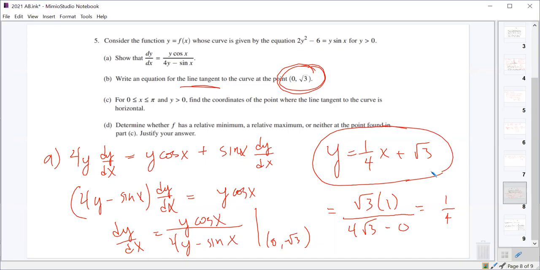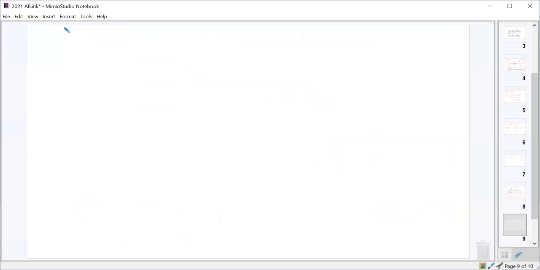All right, part C. For x between 0 and pi, and y greater than 0, find the coordinates of the point where the line tangent to the curve is horizontal. So if the tangent line to the curve is horizontal, what does that tell us? That the derivative has to be 0. If the derivative is 0, we set the numerator of our derivative equal to 0, which was y cosine x equals 0. And we don't need to worry about the y because it said y is greater than 0. If y is greater than 0, it's not going to make this thing equal to 0. The y is insignificant towards it becoming 0.